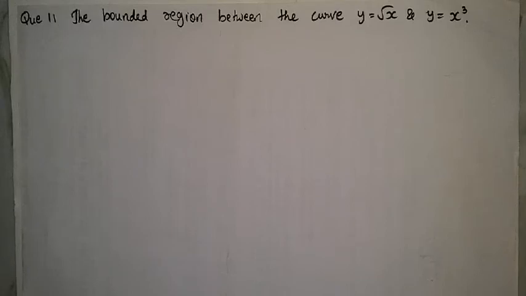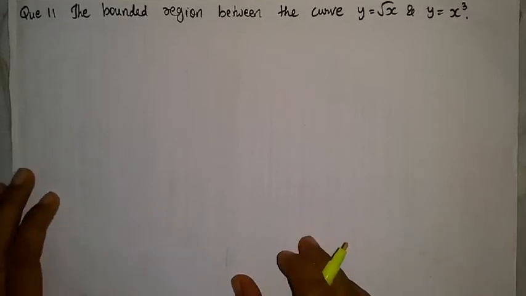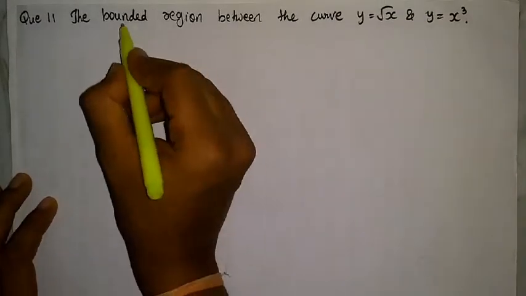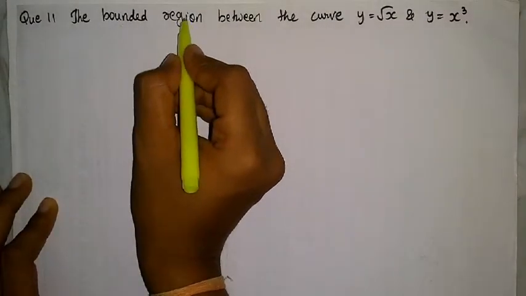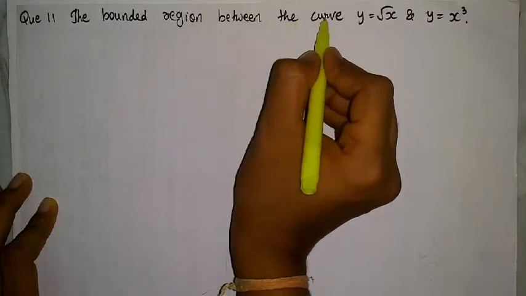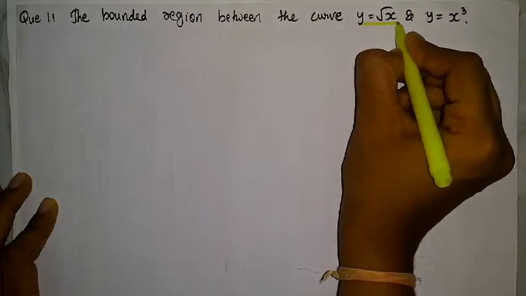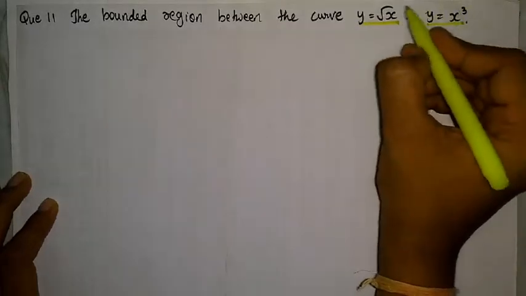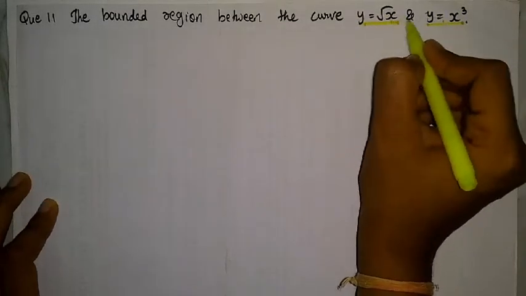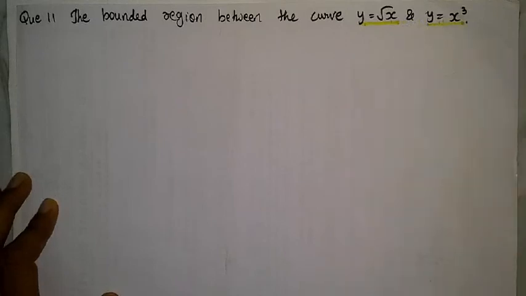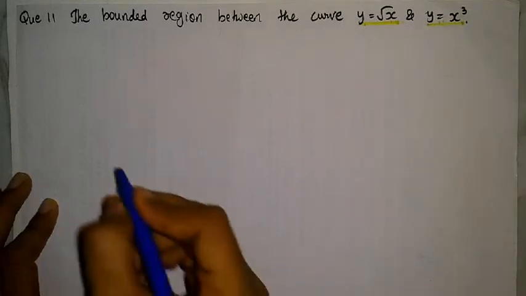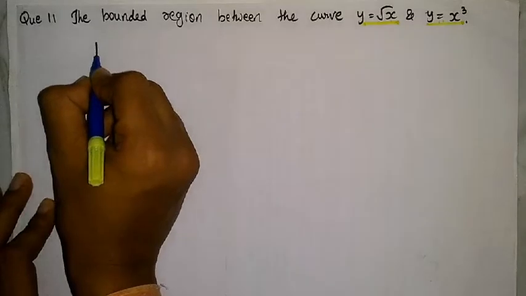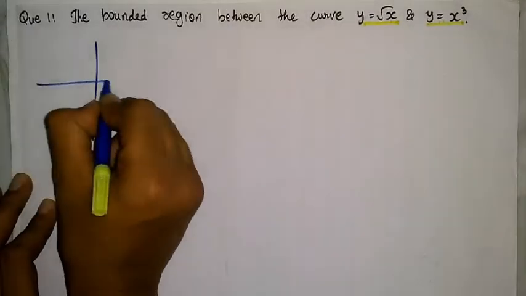So let's start today's question. We have to find the area bounded between the curve y is equal to root x and y is equal to x cube. So let's first draw the diagram.